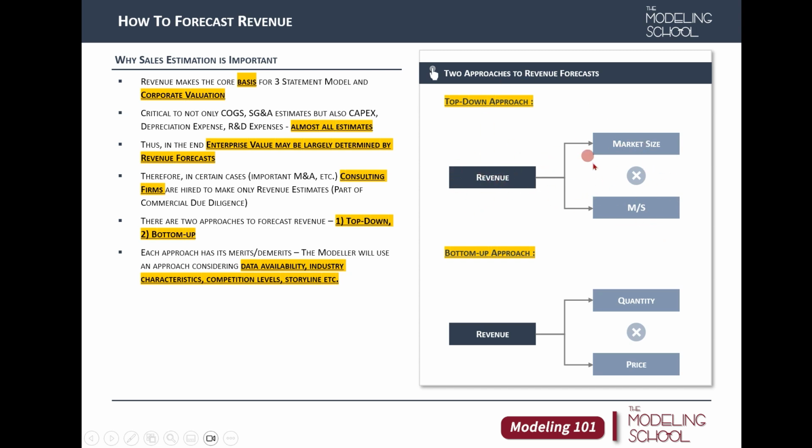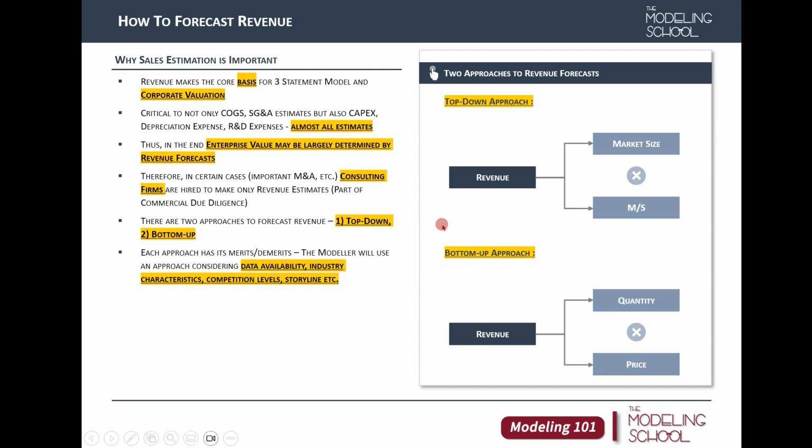That's the top-down approach. But on the bottom-up approach, we're building it from the bottom up. So eventually it's going to be a price times quantity formula. And here what we're trying to do is we're trying to forecast the quantity for the next 5 years, and then the price estimates for the next 5 years. That's going to get us to revenue.